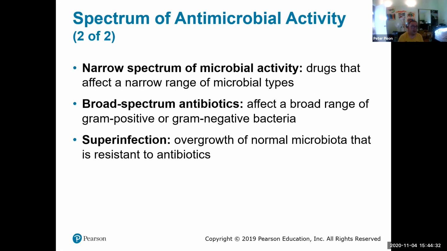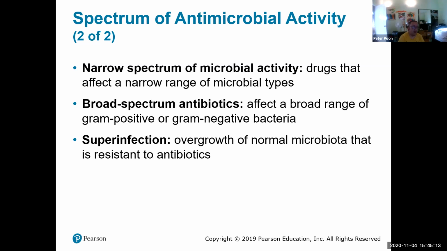So spectrum of activity basically is the amount of microbes it can actually influence. So narrow spectrum is of narrow range, like gram negative or gram positive, etc. A broad spectrum will affect a bigger range, but the problem with broad spectrum antibiotics is that your gut intestinal flora is bacteria as well, and therefore it makes you more susceptible to a super infection.